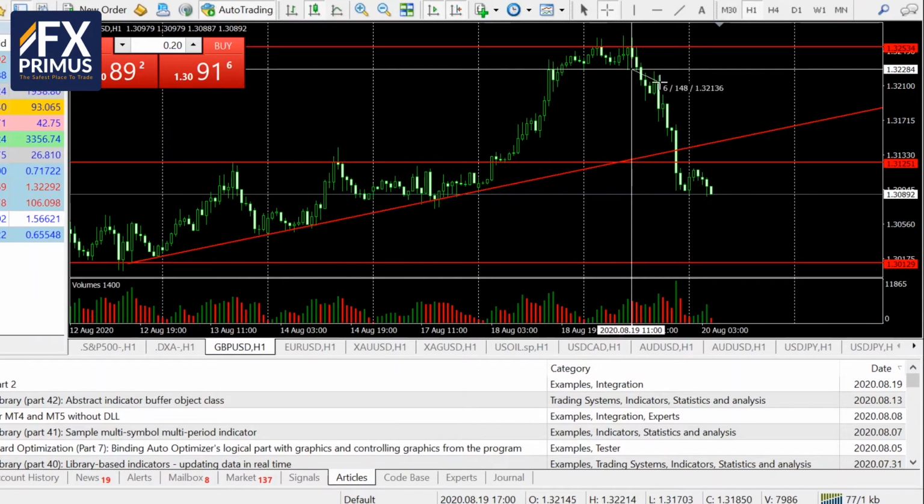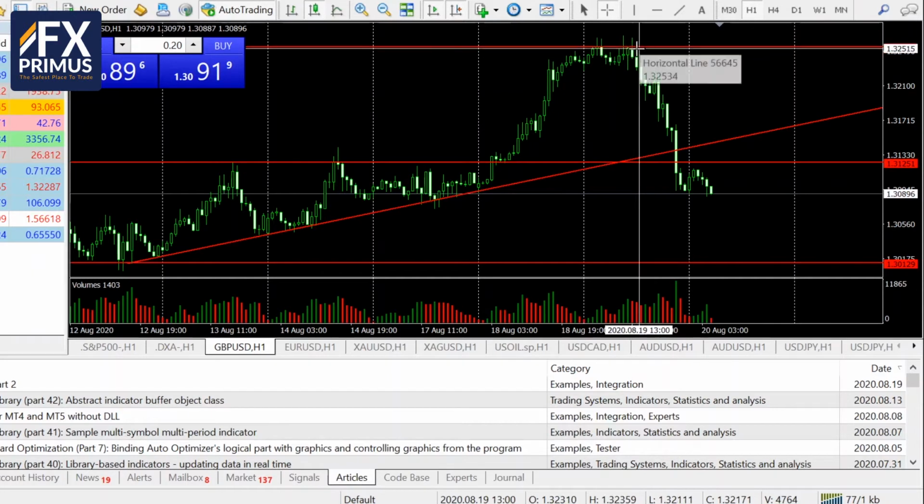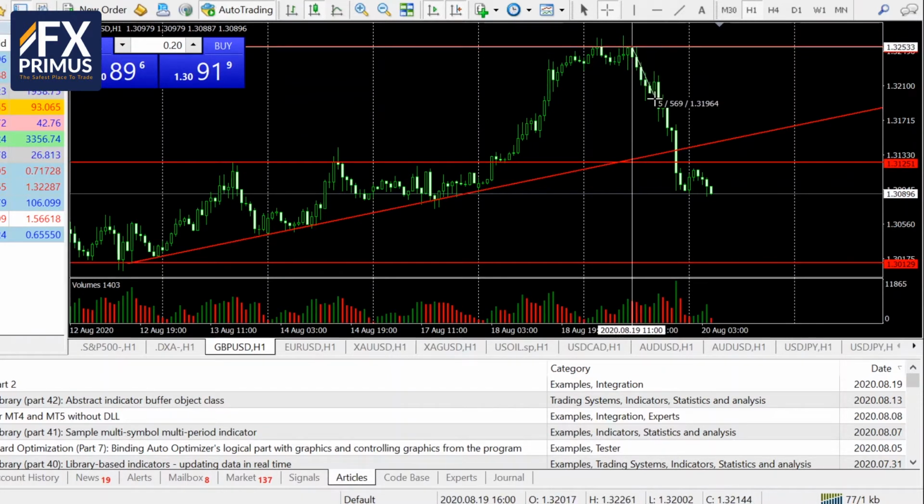This is at 4 p.m. local Singapore and Malaysia time. The UK pound decisively moves down. The first push, moving down from 1.3253 to a low of 1.3196, going down about 56 pips.